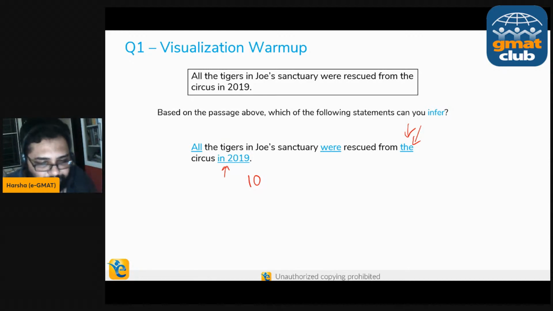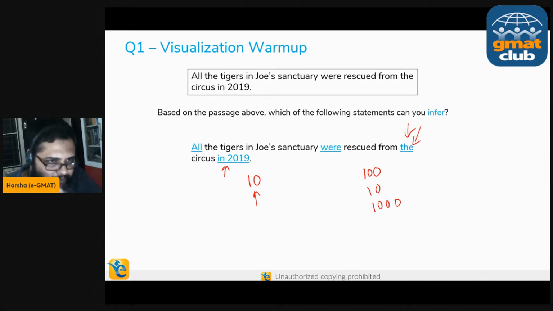You don't know whether this number is 10. In reality, the number of tigers in the circus in 2019 might have been 100, it might have been 10, it might have been 1000. You don't know what it is. All you know is each and every tiger which is in Joe's sanctuary was rescued from the circus. But you don't know if there were more tigers in the circus.